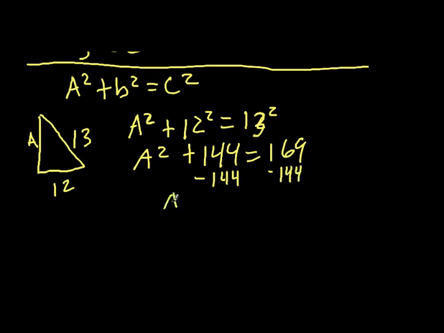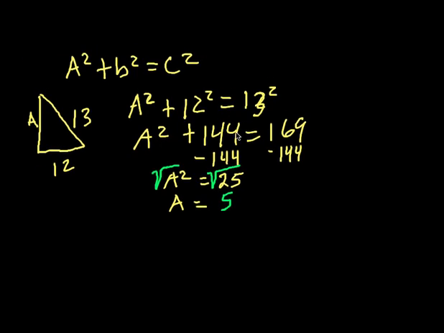So A squared is equal to 25. Now we're not quite done. We need to take the square root to get rid of the exponent of 2, so we just have A by itself. Take the square root of both sides, and we're left with A is equal to 5. That's another way you can use the Pythagorean theorem to find out different lengths of the triangle. Let's do one more example.